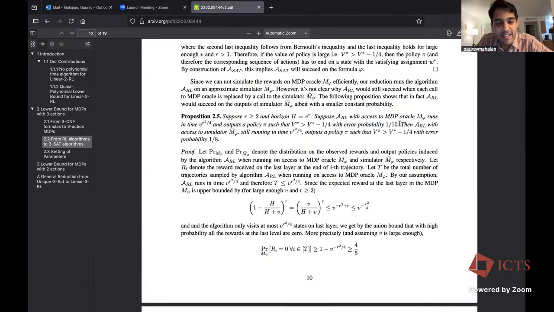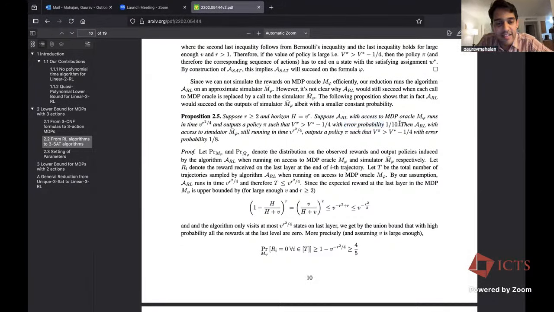Great. And what is the simulator exactly? I think that's the part which I'm not getting. The simulator is just going to return only zero. So the reward function is only going to return zero, and your expected reward is basically v to the minus r square over 4. This is the computation I just did at the last level.